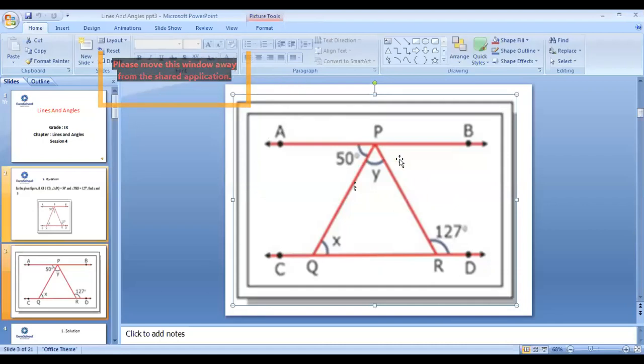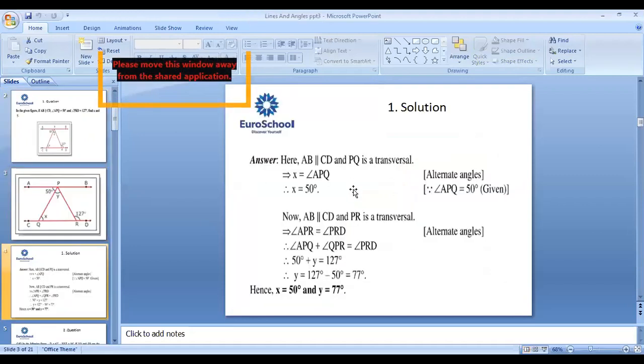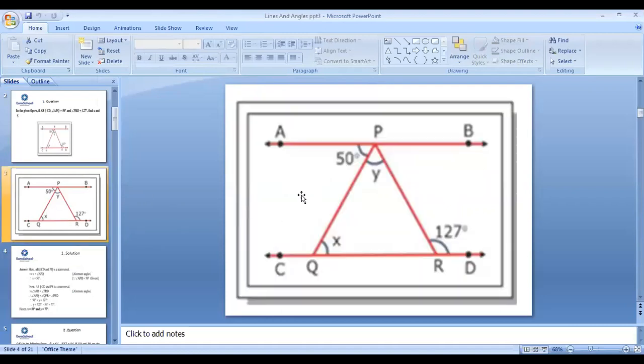Therefore, 50 plus Y. What did we get? 50 plus Y equals 127. So when 50 plus Y equals 127, what is the value of Y? 127 minus 50, which gives 77 degrees. So the value of Y is 77 degrees.